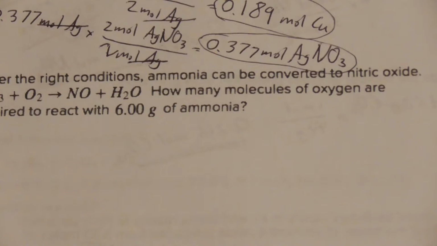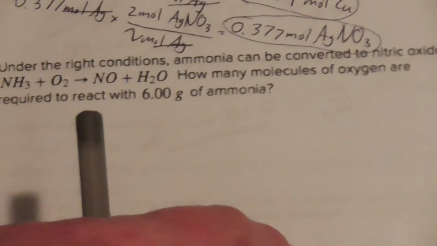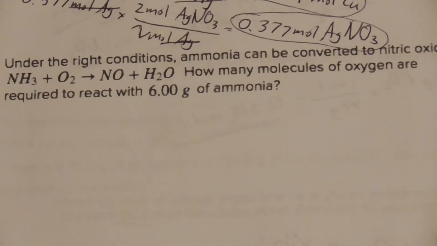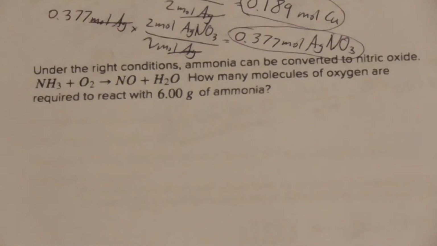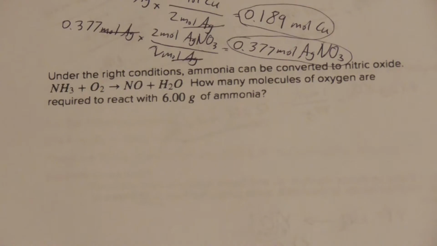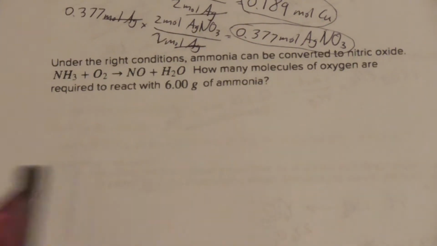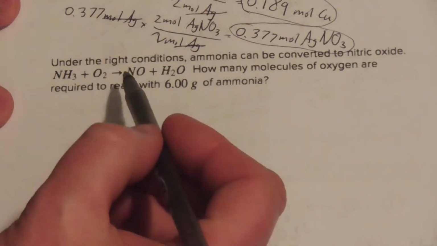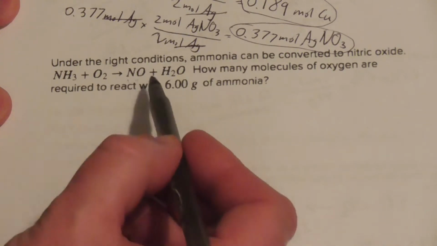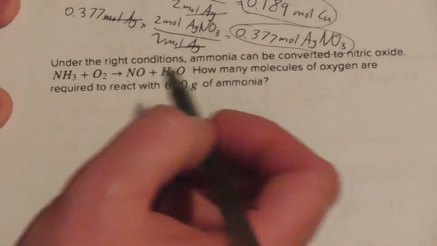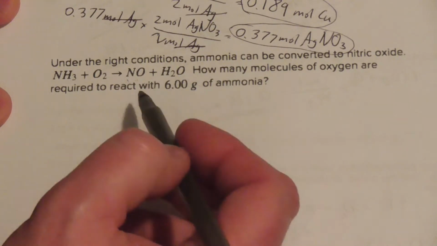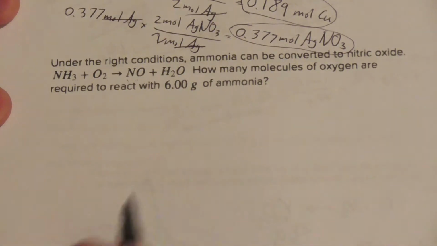So under the right conditions, ammonia can be converted into nitric oxide. To zoom out a little bit more. Under the right conditions, ammonia can be converted to nitric oxide. That would be this right here, or nitrogen monoxide. How many molecules of oxygen are required to react with 6 grams of ammonia?